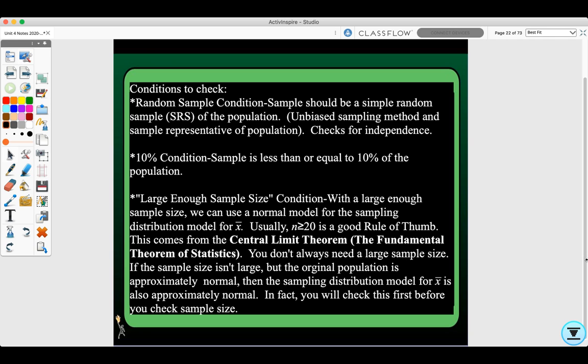With a large enough sample size, we can use a normal model for the sampling distribution model of x bar. Usually n greater than or equal to 20 is a good rule of thumb. This comes from the central limit theorem, the fundamental theorem of statistics. You don't always need a large sample size. If the sample size isn't large, but the original population is approximately normal, then the sampling distribution model of x bar is also approximately normal. In fact, you will check this first before you check the sample size.